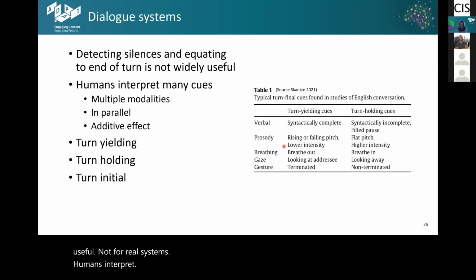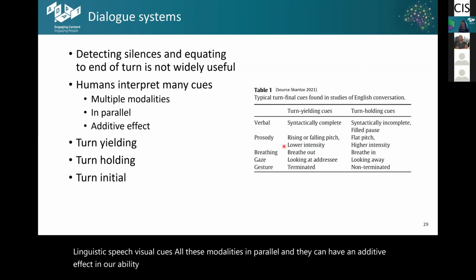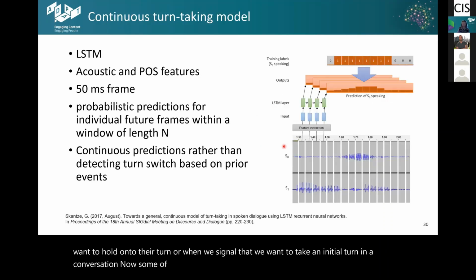turn in a conversation. Now, some of the first work, again, whistle-stop tour, but some of the first work on continuous turn-taking prediction came from Gabriel Skantze at KTH, where he put together an LSTM model which took speech and predicted continuously whether a person would still be speaking within an upcoming window. So he used acoustic and part of speech features for that, but we extended that work looking at a very wide range of acoustic and linguistic features. Again, the details are not what I'm trying to get into here, it's more the concept.